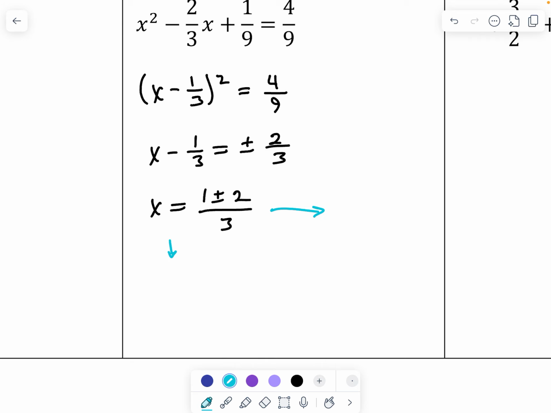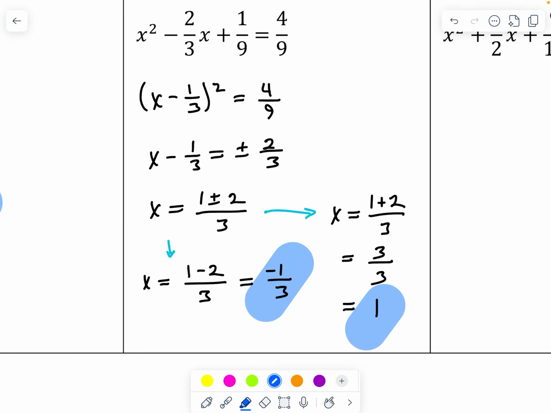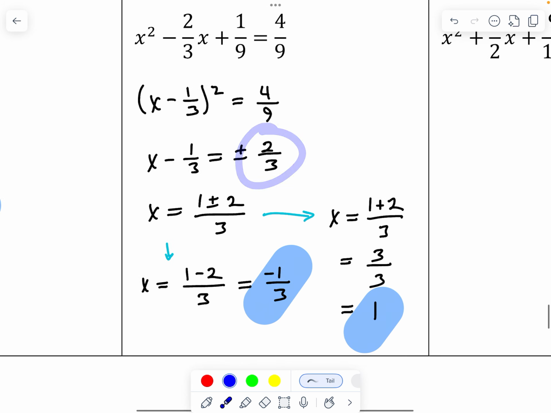We have two possibilities here. We have x equals 1 minus 2 over 3, which is, what's 1 minus 2? 1 minus 2 is negative 1, so negative 1/3 is one solution. And then we also have x equals 1 plus 2 over 3, which is 3 over 3, which is 1. So we have two rational solutions here, negative 1/3 and 1. And again, that is because this number right here was 4/9 itself. I don't know if you'd call 4/9 a perfect square number, but it's a fraction in which both the numerator and the denominator were perfect square numbers. That gave us a nice clean 2/3.